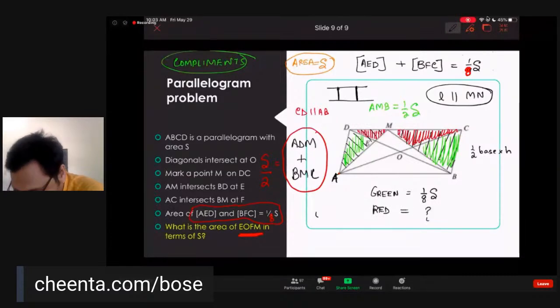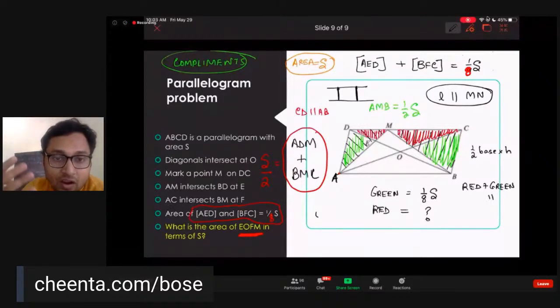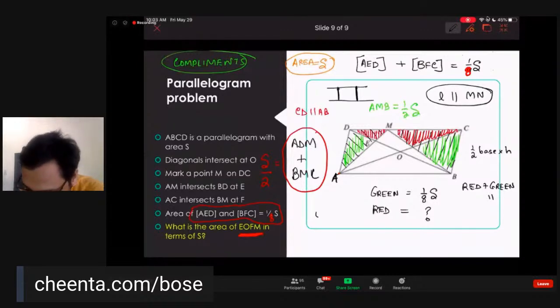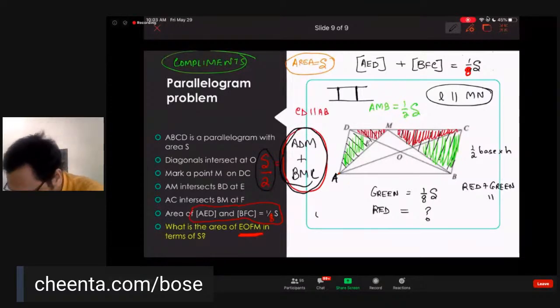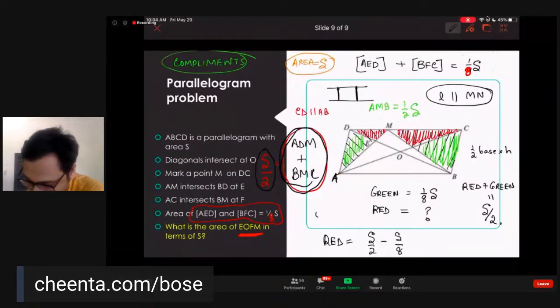We want to know this. But we already know what is red plus green, isn't it? Can anyone tell me what is red plus green? We already found it. Red plus green is ADM plus BMC, which is S over 2. Exactly. So red is S over 2 minus S over 8. It is 3/8, 3S over 8. Right?